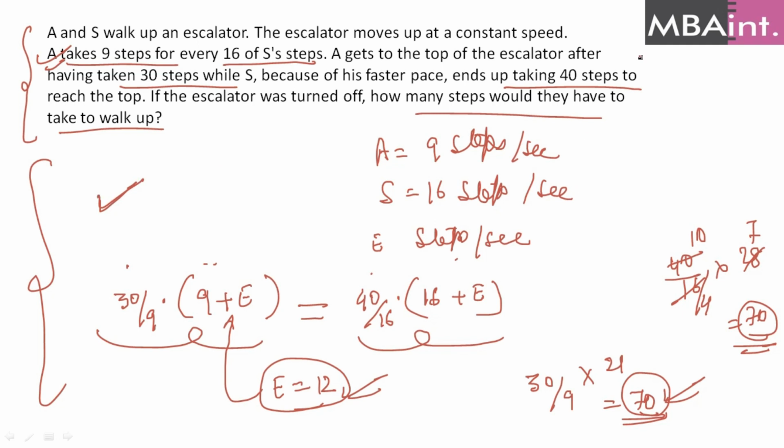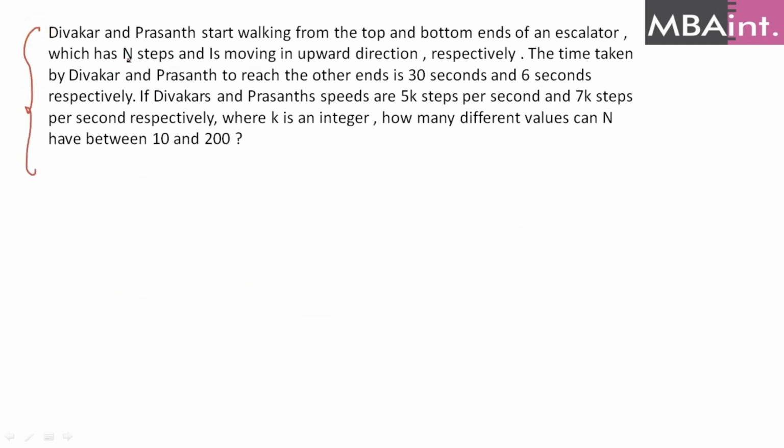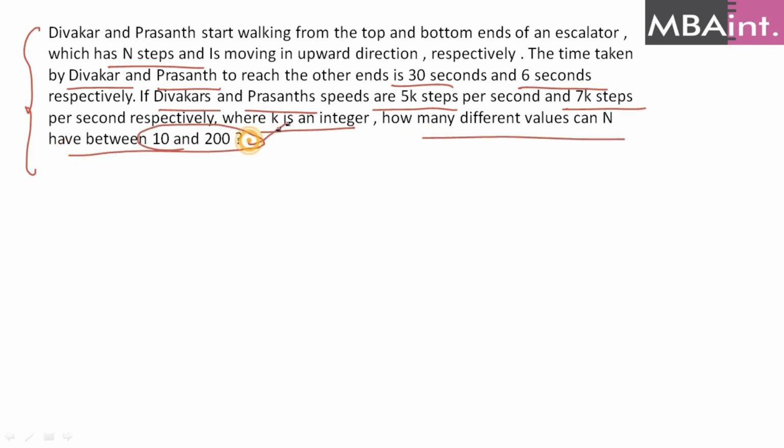Now, moving to the next question so that your concept becomes a little more concrete. The next question says that Divakar and Prashant start walking from the bottom end, and n steps. I'll just quickly scan through the question. It is quite long. Divakar and Prashant, now 30 seconds and 6 seconds. If Divakar and Prashant's speeds are 5k and 7k per second, where k is an integer, how many different values of n are there between 10 and 200?